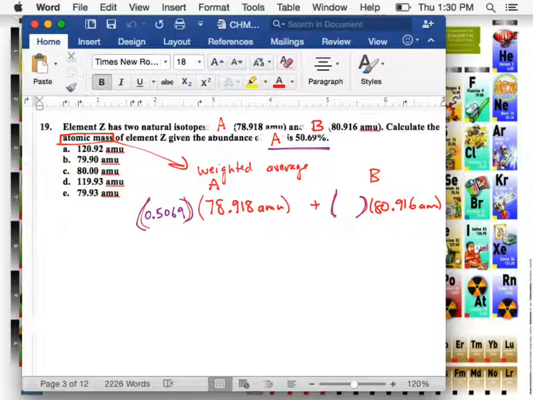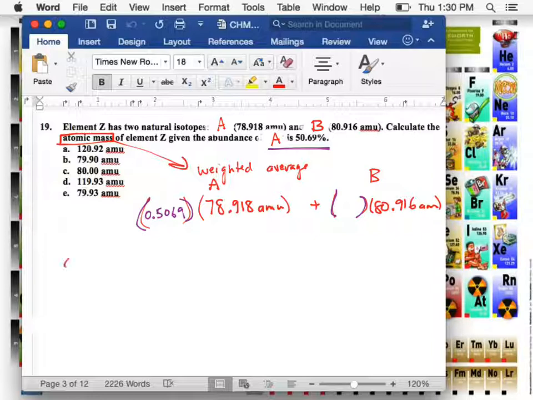Okay, well, what if that first one was not 50.69 but 50? What would go in box B? 50. Because there's only two things. So if I know one is 50, the other one must be 50. If I know one is 70, the other one is 30. How are you doing that? It all has to total up to 100%.